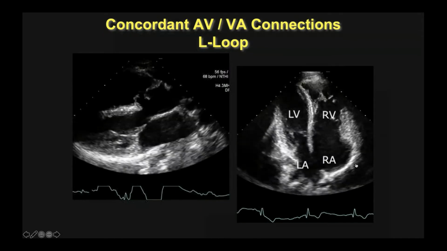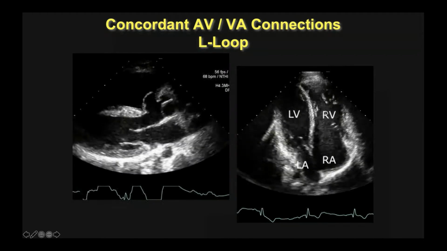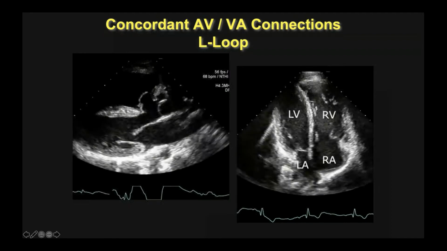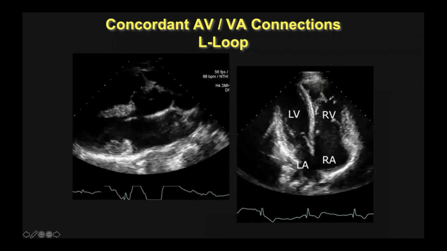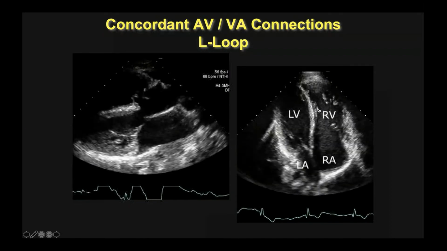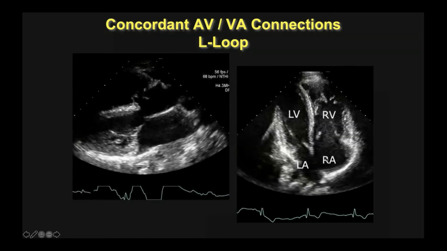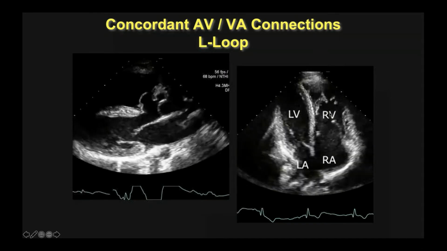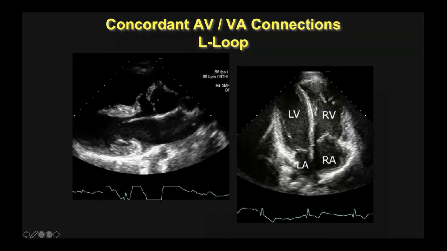So what you have here, the right atrium connects to the right ventricle and the left atrium to the left ventricle. You have a concordant AV VA connection in a patient with situs inversus and dextrocardia, and an L loop, because the right atrium is on the left of the left atrium.